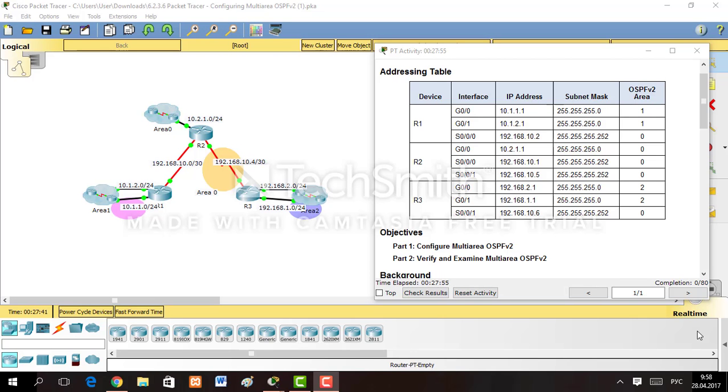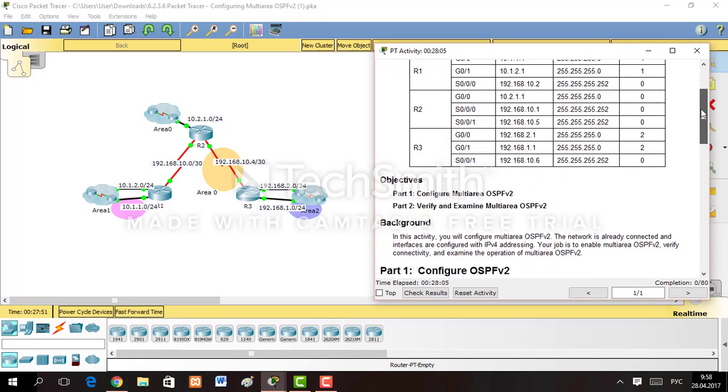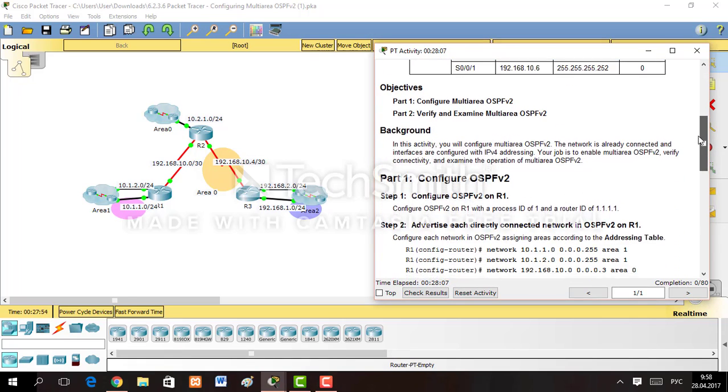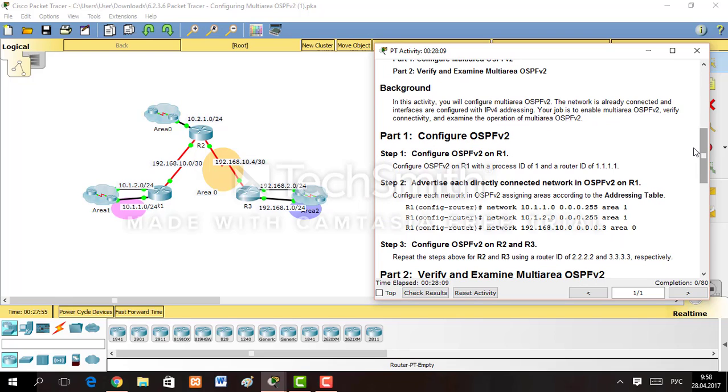Hello everyone, and in this tutorial I will show you how to configure Multiarea OSPF version 2. First of all, let's read the instructions. Step 1 is configure OSPF version 2 on router 1 with a process ID of 1 and the router ID of 1.1.1.1. Okay, let's go to the CLI of router 1.